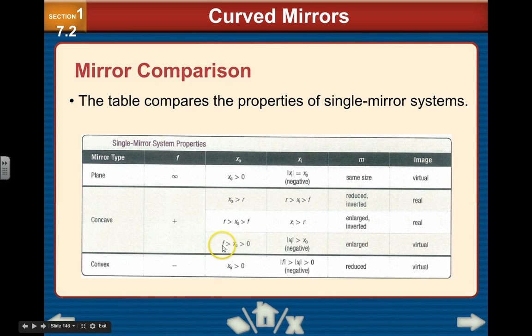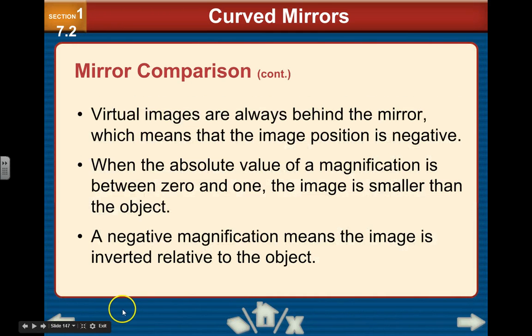But if you get the object closer to the mirror than the focal point, so between F and the mirror, you're going to get an enlarged virtual image on the other side of the mirror. It's going to be right side up. So virtual images are always behind the mirror, which means that the image position is negative, not the other number. The absolute value of the magnification is between 0 and 1 when the image is smaller. When you have a negative magnification, it means that the image is inverted.